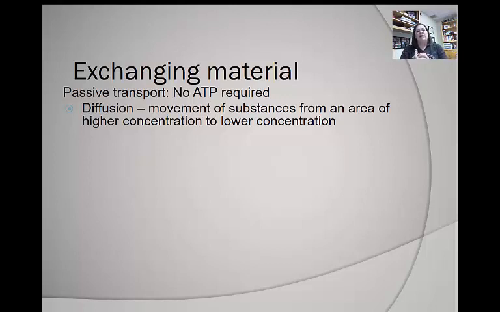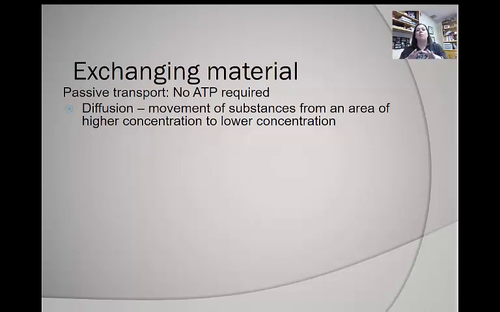So when we look at this, we first see that there's passive transport. Passive transport means no energy is required. No ATP is needed from the cell to do this job. An example of this is diffusion. Diffusion is the movement of a substance from an area of high concentration to an area of low concentration.